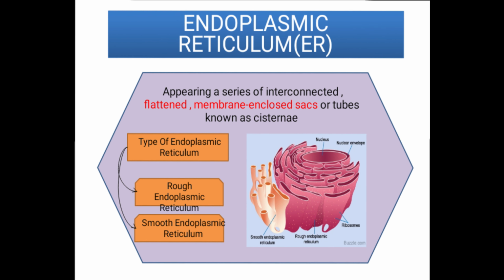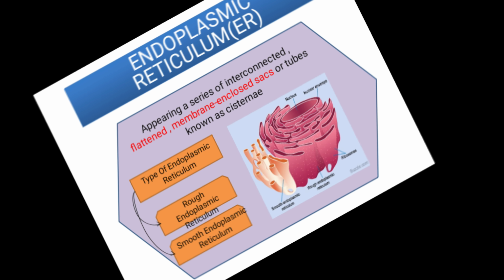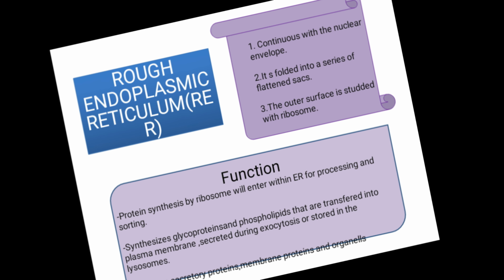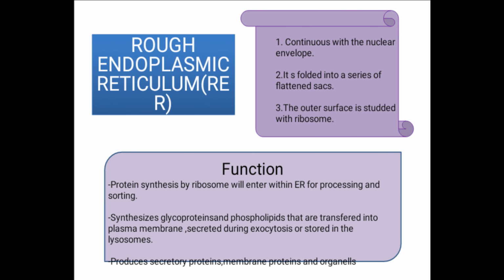The endoplasmic reticulum is also an organelle that can be classified into rough ER and smooth ER. Rough ER is studded with ribosomes on its surface and mainly functions in the synthesis of protein, glycoprotein, and phospholipids.